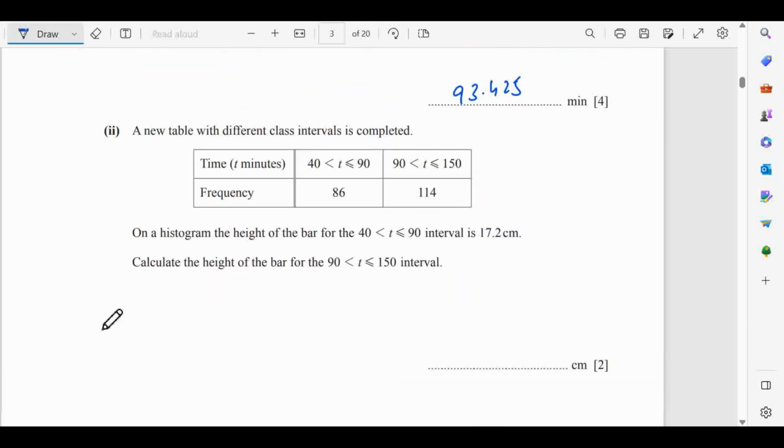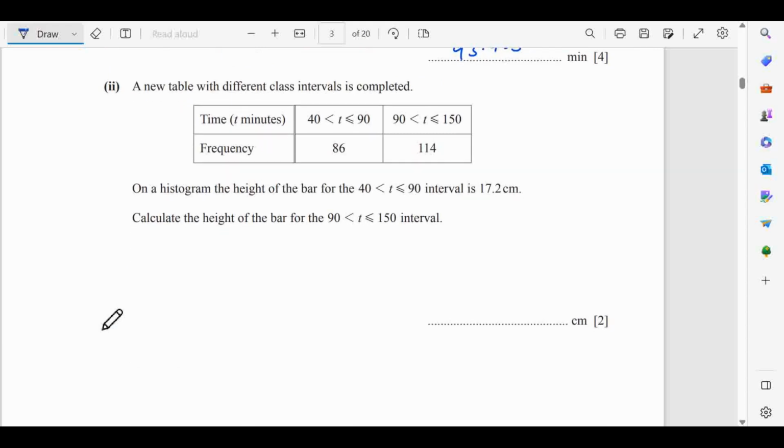Let's move to the next part, the second part. A new table with different classes is completed. The table is given to us as a histogram. The height of the bar for the interval 40 to 90 is 17.2.